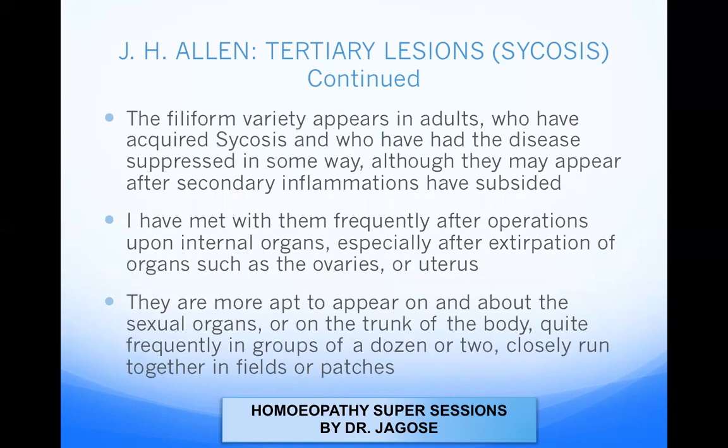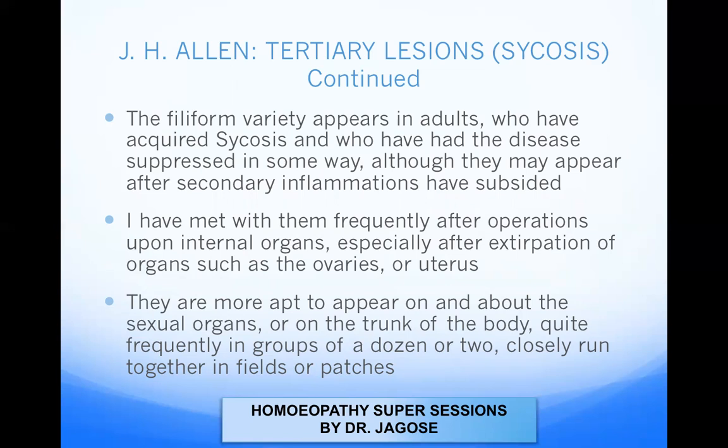The filiform variety appears in adults who have acquired psychosis and who have had the disease suppressed in some way, although they may appear after secondary inflammations have subsided. So another form of wart is the filiform wart. It is seen in adults, especially those who have acquired psychosis in the walk of life, and naturally the disease has been suppressed, and they appear after secondary inflammations have subsided.